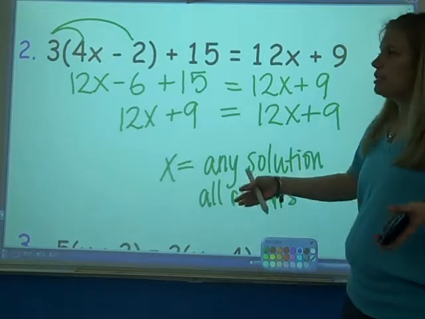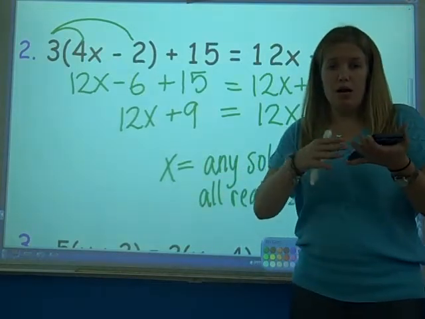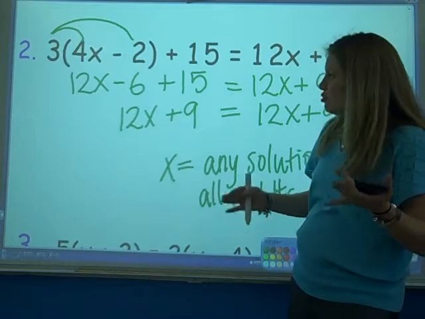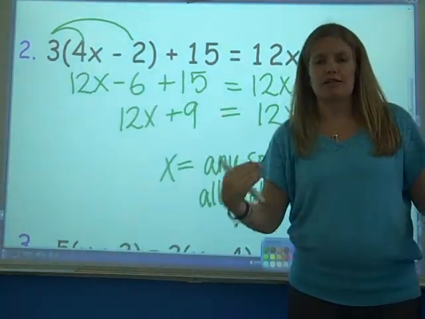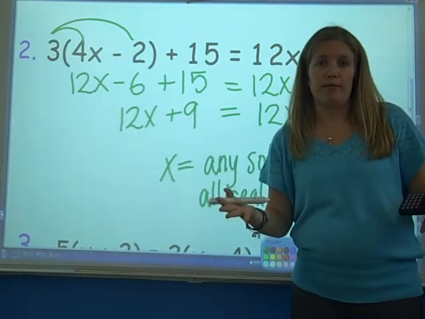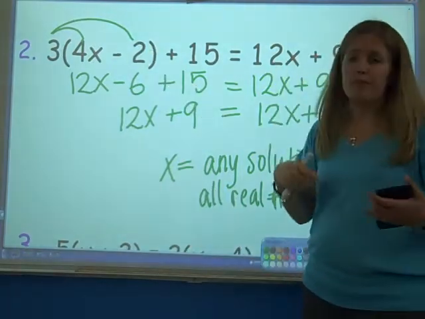So there are those situations where you're going to get all numbers will work in here. So that means you could pick anything you want, put it in for x, and you should get that they're equal. As long as they're the same number. Okay? Like a half and a half. Okay.